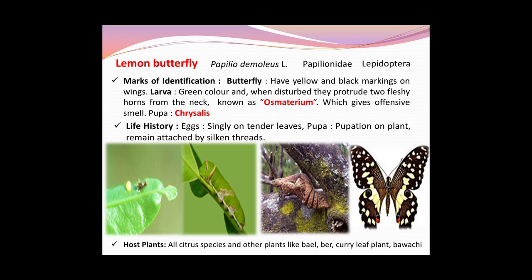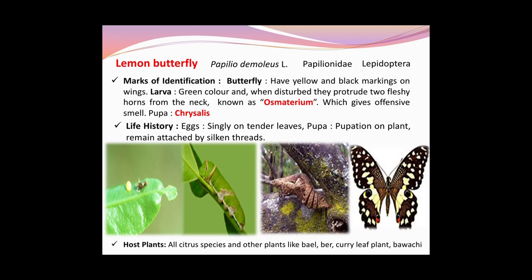Then next point is how to identify the pest. First one is butterfly. Butterfly has yellow color and black markings on wings, and the larva is green in color. When disturbed they protrude two fleshy horns from the neck known as osmeterium, which gives an offensive smell. Then the pupa of this lemon butterfly is called chrysalis.